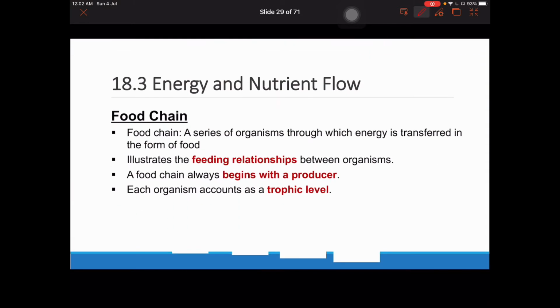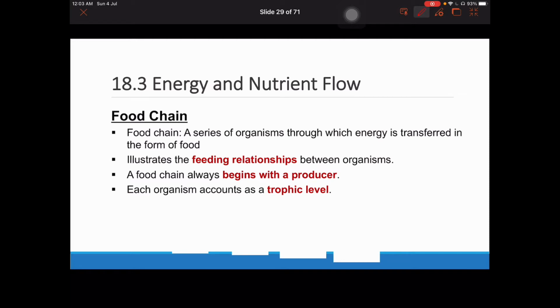So food chain, right? Food chain is a concept that you have learned before in primary school already. Basically, it refers to a series of organisms through which energy is being transferred in the form of feeding, right? So one will feed on the other one, and so on and so forth. And this actually helps us to understand how these organisms are dependent on one another.